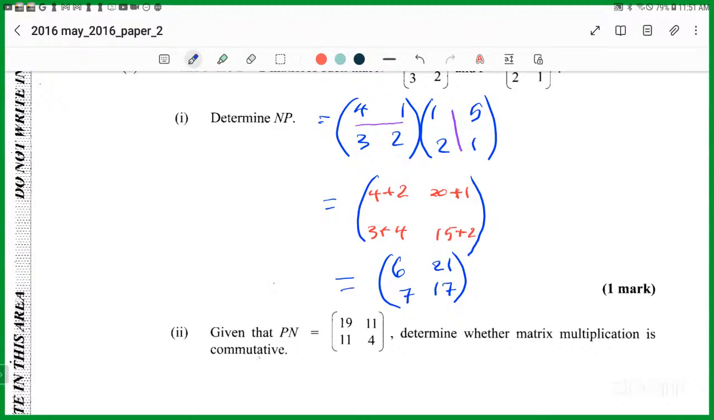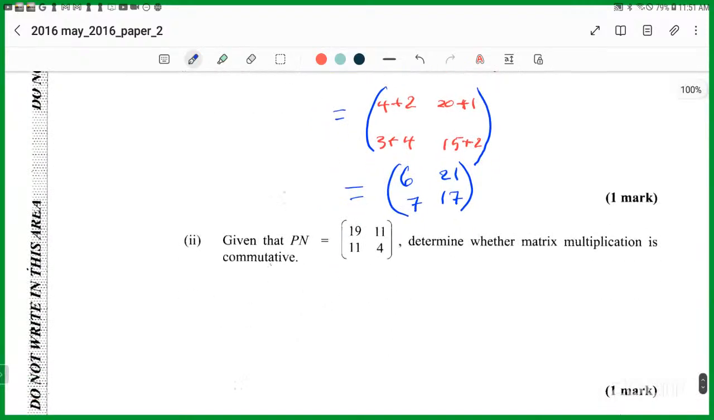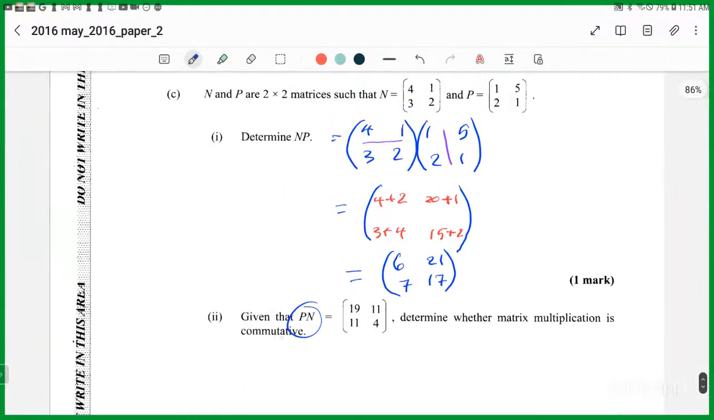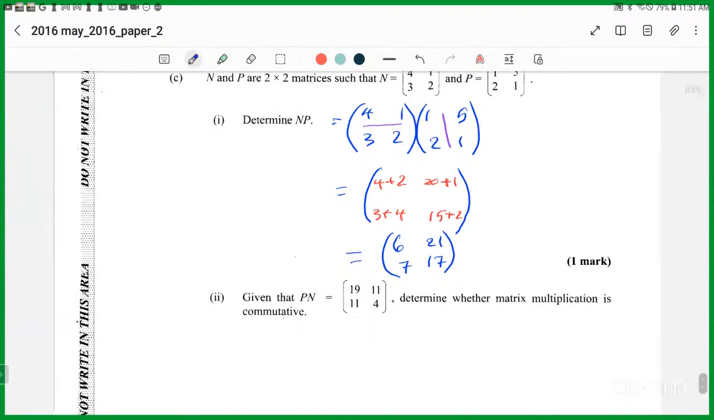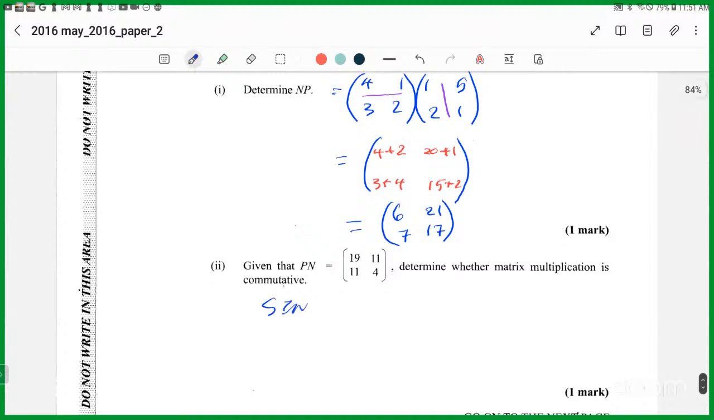All right. Down here it says, now given that PN, what happens is you switch them around. So PN is equal to this other matrix. And it said, determine whether matrix multiplication is commutative. The answer is no, because they're not equal. Since NP is not equal to PN, they're not the same. This is what we got for this one, and that is what PN is. So they're not equal. This is NP.